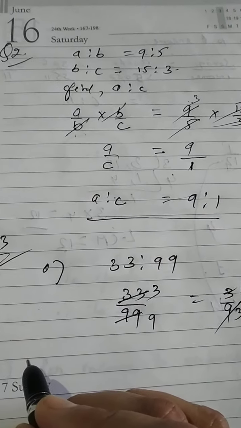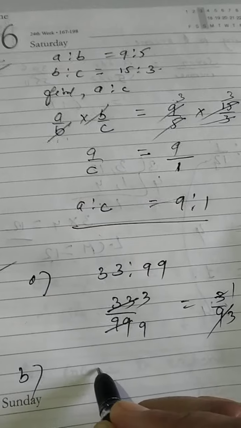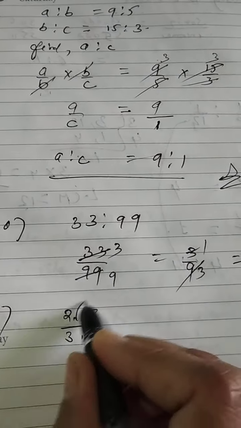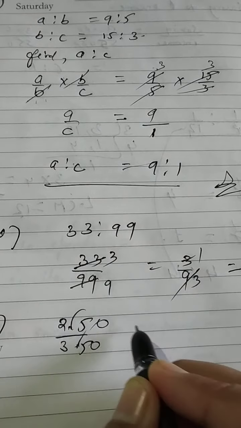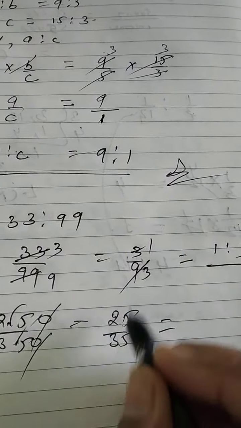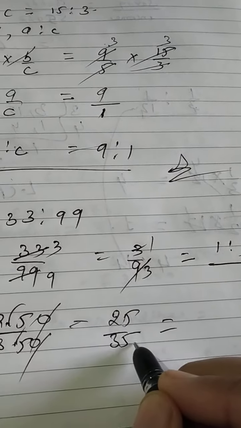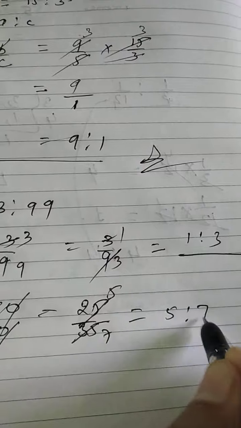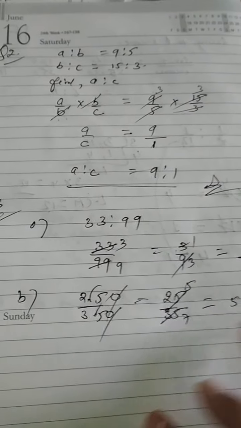Similarly, suppose it is given in decimal, so don't panic. Decimal also you can find easily. This 0 you remove, this 0 you remove, 0 and 0 will get cancelled. 25 by 35. Then for the simplest form, by the table of 5, 5 7s are 35, 5 5s are 25. Then 5 is to 7 will be the simplest form of this.